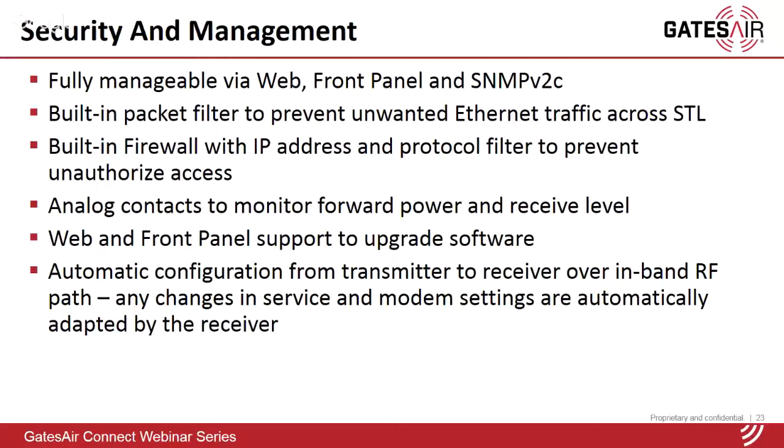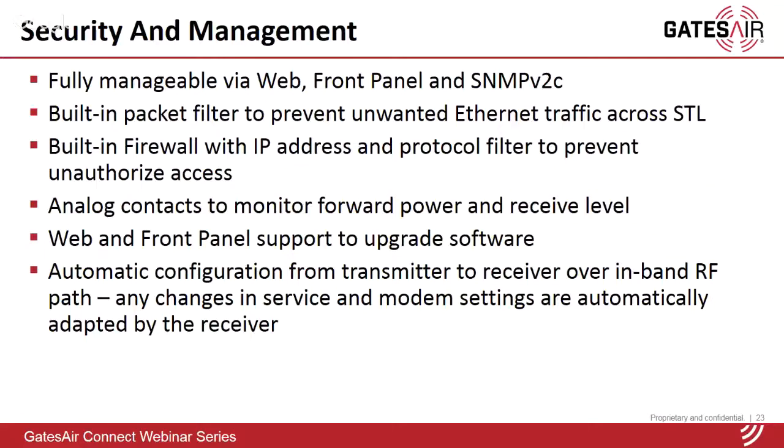The software on the system is field upgradable remotely with minimal downtime, and if you don't have internet access at the receiver, and in some cases you don't, any changes in the services or modem are automatically adapted by the receiver via the in-band RF control channel. So for example, if you change the sample rate of an audio channel, the receiver's decoder will automatically adapt, or if you change the QAM level of the channel coding, everything is automatically adapted without the need for an internet path.